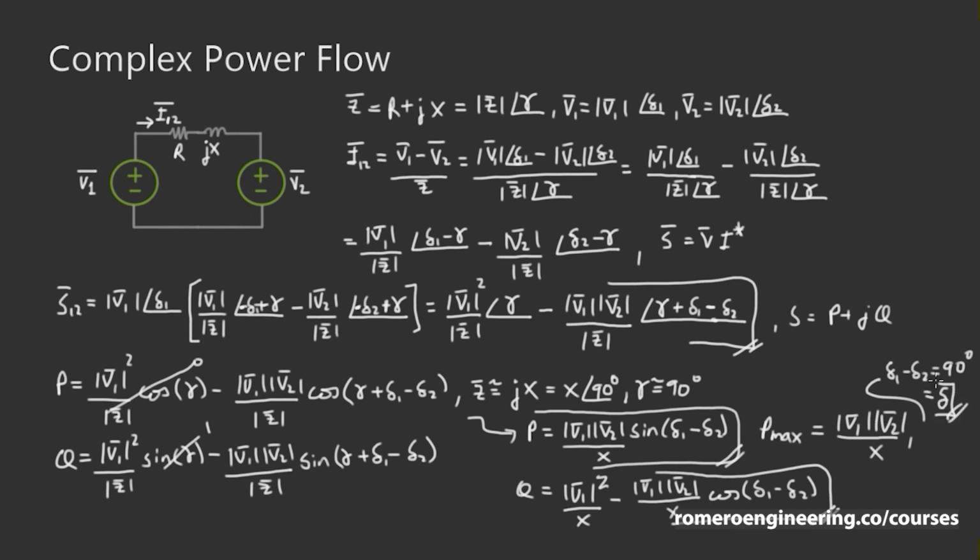So again, a couple of observations here. The angles between the two sources is really what controls the real power flow through a transmission line, and you can get the maximum power flow when that angle is 90 degrees, and the magnitudes of the voltages are usually kept at their nominal values, and they're not used to control the real power flow.